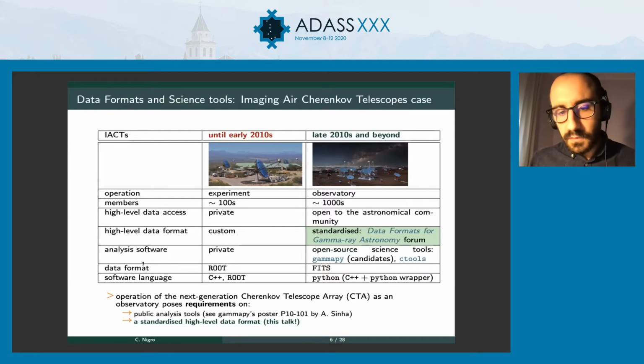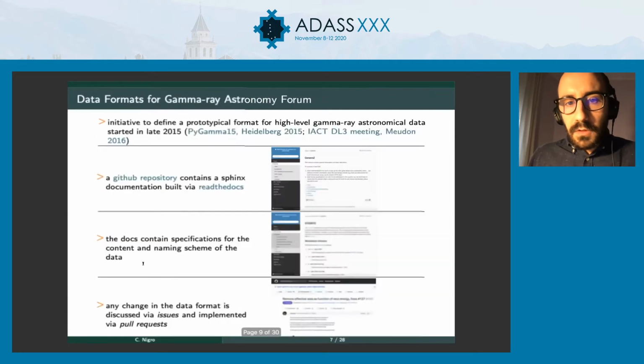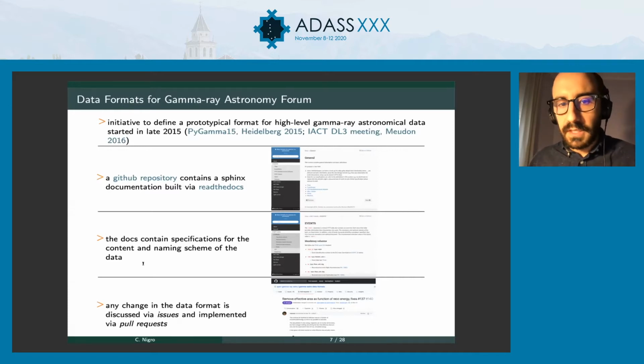So on public analysis tools, you can check the GammaPy poster by A3, but also on a standardized high-level data format. And this will be the topic of this talk. So members of the CTA community channeled the discussion about this standardization in a forum. There was an initiative to define this format that started in late 2015, and they came up with this solution. They created a forum that is basically a Sphinx documentation that is built via Read the Docs and that is contained in a GitHub repository, as you can see here.